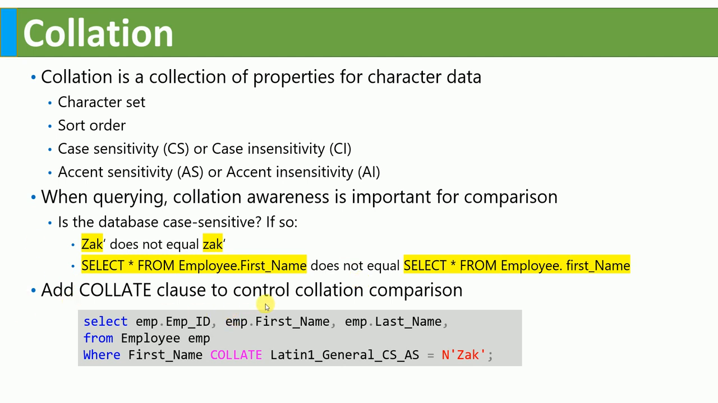Add the COLLATE clause to control the collation comparison. How can you do the collation comparison in the SQL query? This is the table, the column name I have mentioned here, what data I am pulling, and from which table I am using. This is the syntax of the COLLATE command you can use, and this is the word the data is looking for inside the table. So let me go to SQL Server and we'll see practically how it works.